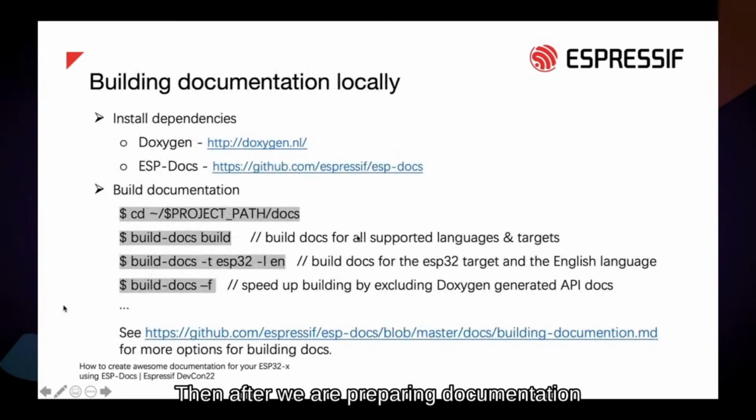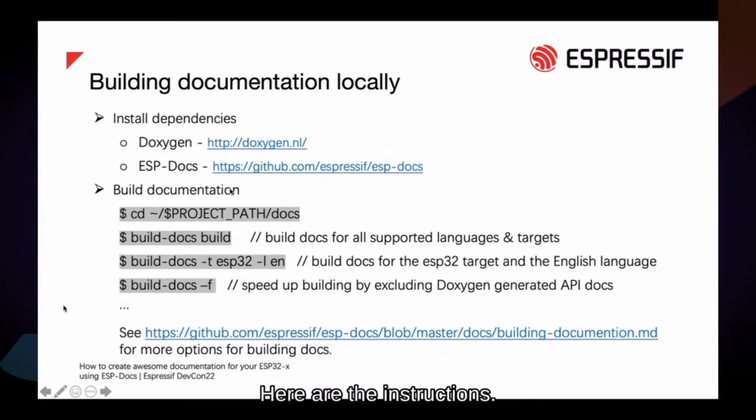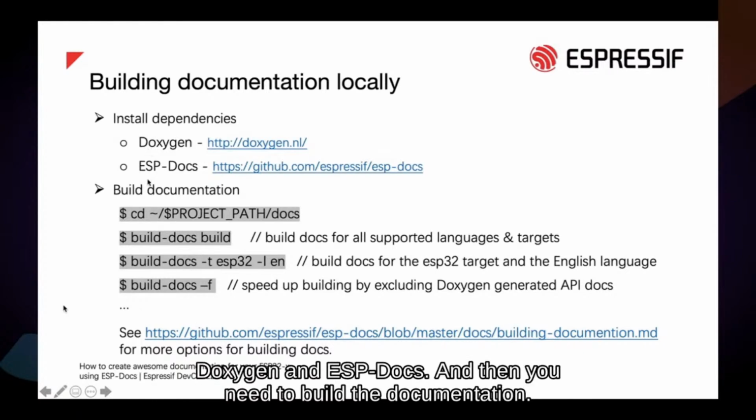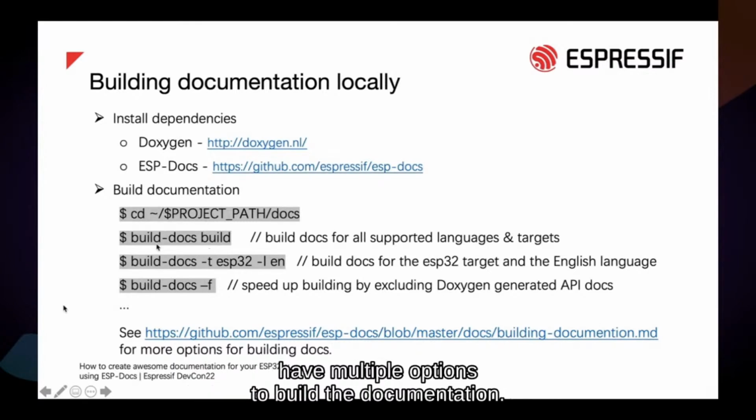Then after we are preparing documentation in RST format, how to build it from the RST format into HTML. Here are the instructions. First, you need to install dependencies, Doxygen and ESP-Docs. And then you need to build the documentation. First, you change directory to the documentation folder, and then you have multiple options to build the documentation.